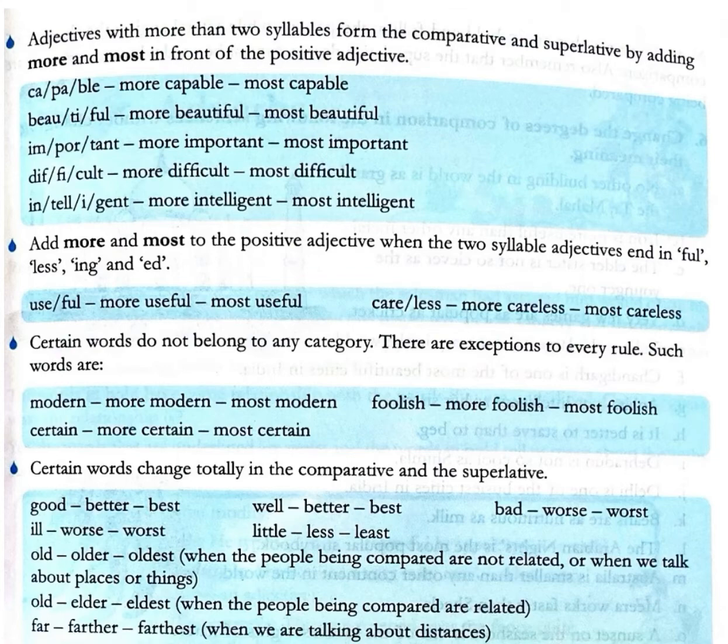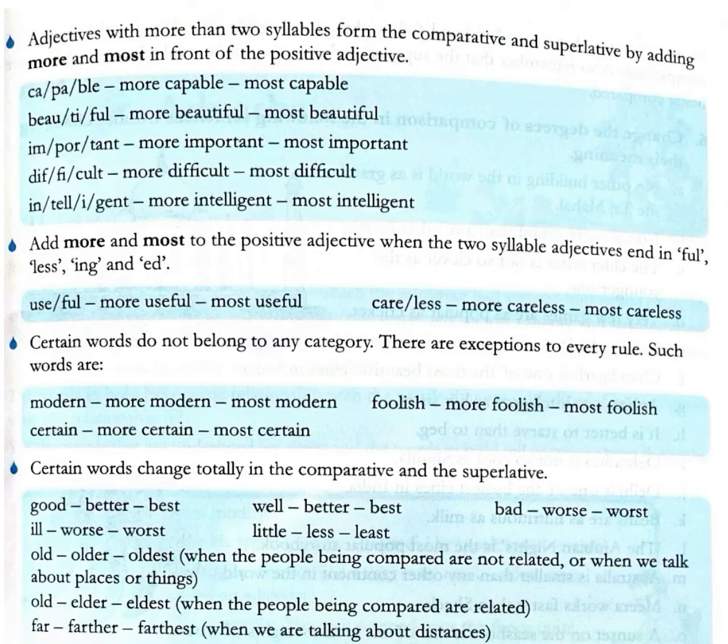Next we add more and most to the positive adjective when two syllable adjectives end in ful, less, ing and ed. So useful, it will be more useful or most useful. Next is careless, so more careless, most careless. Certain words do not belong to any category. There are exceptions to every rule. Such words are modern, more modern, most modern, foolish, more foolish, most foolish, certain, more certain and most certain.